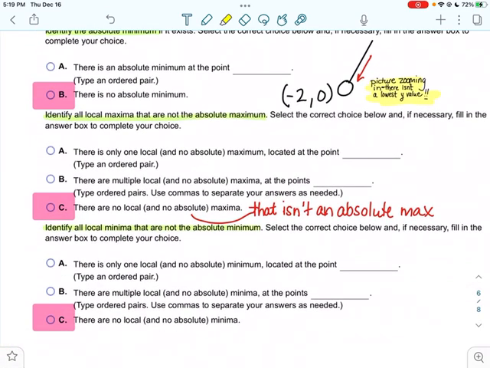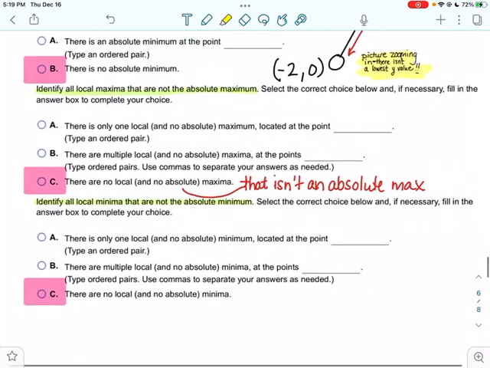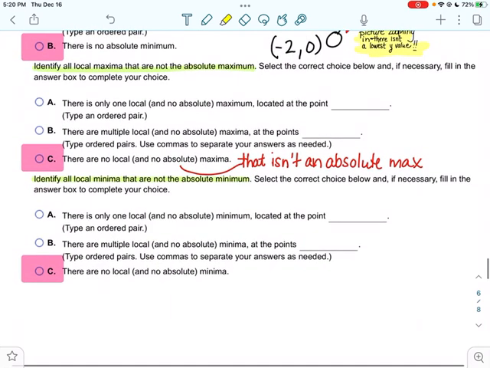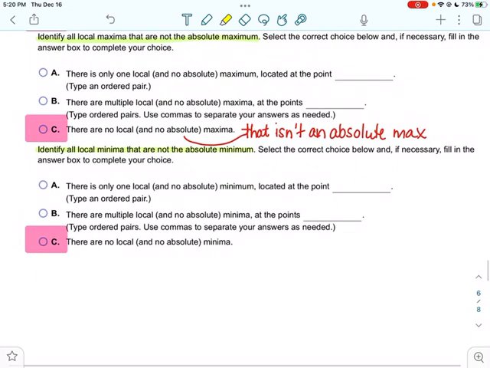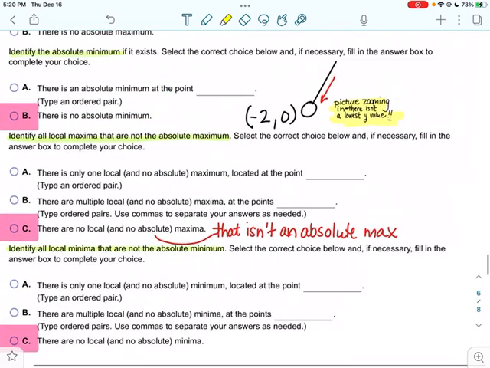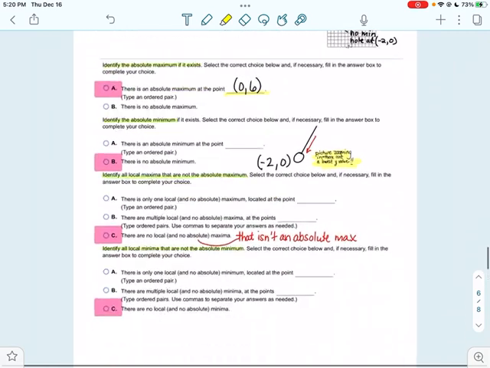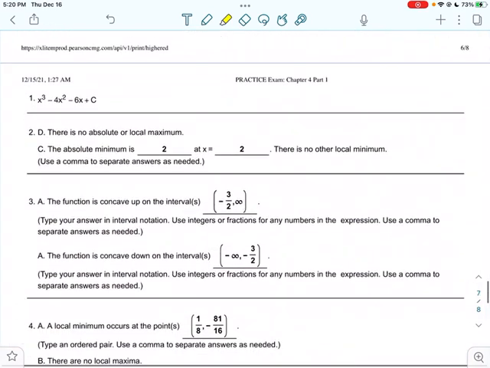Now then, identify the local maxima for part C. Local maxima that are not absolute maxima. There aren't any, okay? There are no local maxima that aren't an absolute max. And then the last one, identify all local minima that are not absolute minima. Again, there's no local minima, and there's no absolute minima at that lowest point on the graph, okay? There just isn't, all right? So there's that one, and then you have your answers that you can go over.